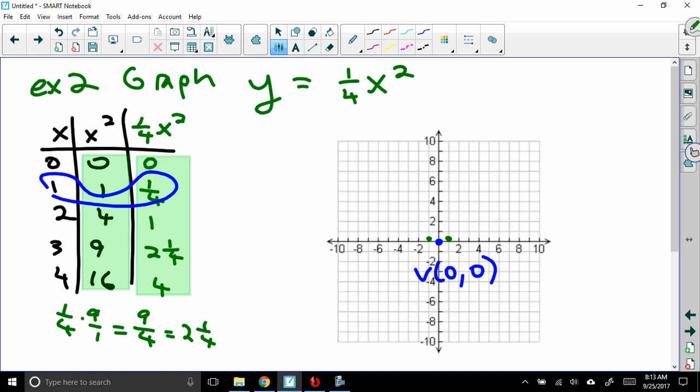And now since we made this table, this is kind of cool. So when we go over 2, how far up are we going to go? When we go over 2, we're going up 1. So relative to the vertex, we go over 2 and up 1. When we go over 3, we're going up 2 1/4. And finally, when we go over 4, we're going up 4. Over 4 and up 4. Okay. So that is how you could go about graphing one of those without touching a graphing calculator. I think it's much easier to do that than it is to punch in y equals 1/4 x squared on a TI Inspire.